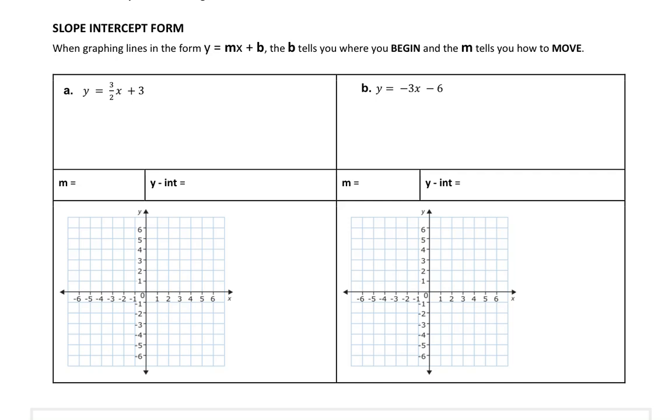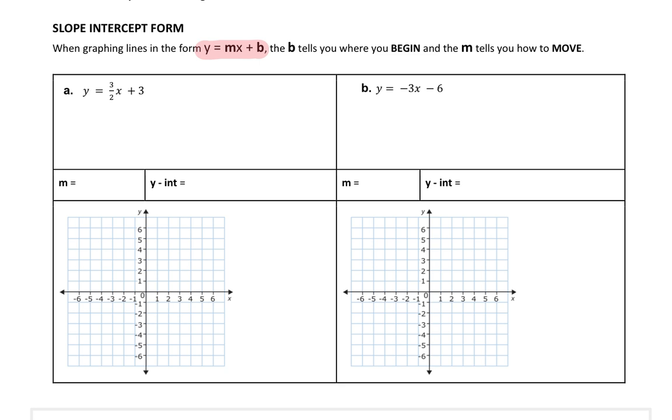All right, now we're going to graph using the information that we're given. So, slope-intercept form. When graphing lines in the form y = mx + b, so like the equation is given to you like this, b tells you where to begin on the y-axis, and m tells you how to move.